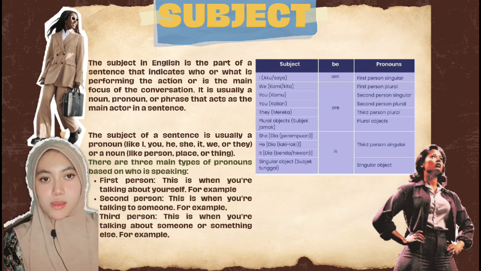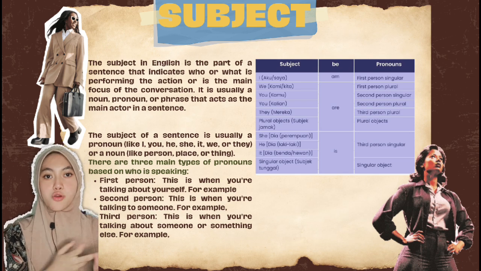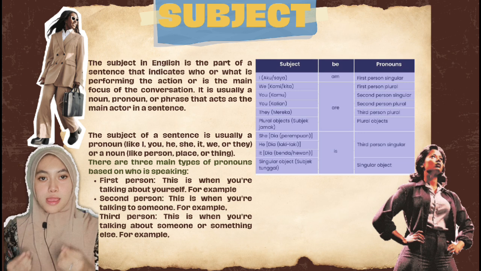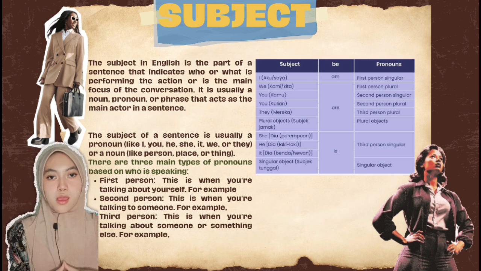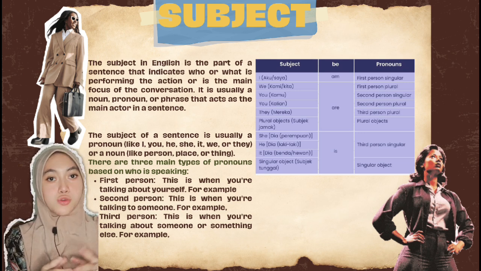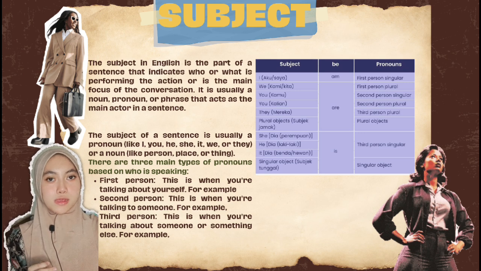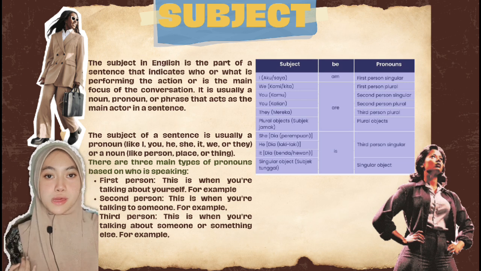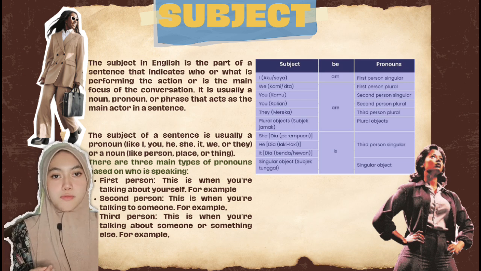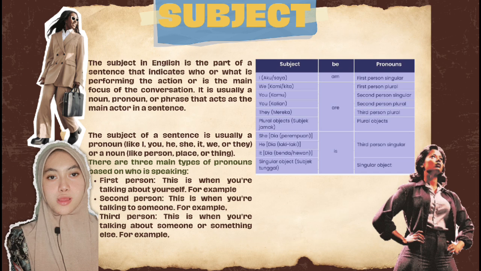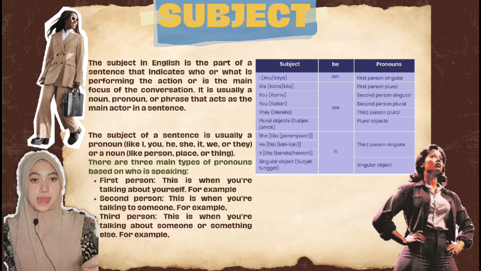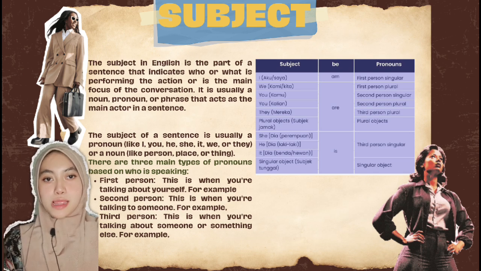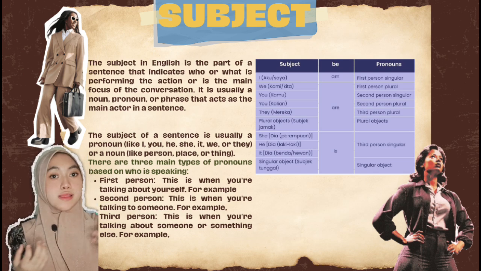And it is usually a noun, pronoun, or phrase that acts as the main actor in the sentence. Usually the subject is who is talking, who is doing the action. The subject of a sentence is usually a pronoun like I, you, he, she, it, we, or they, or a noun like a person, place, or thing.